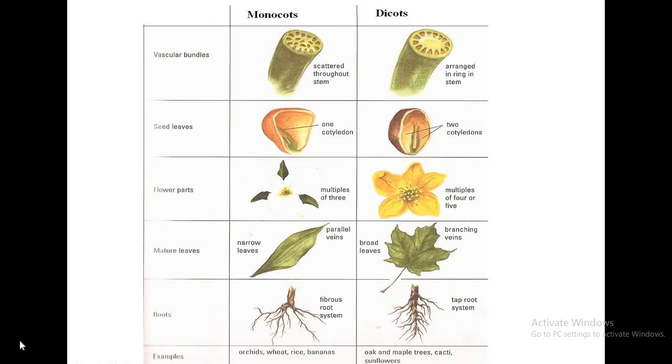Now just mark this down in your book, children, page numbers 137 and 138. That is the differences between monocots and dicots. In the next video, children, I will explain the 3 types of life cycle patterns that are there in your flowering plants.